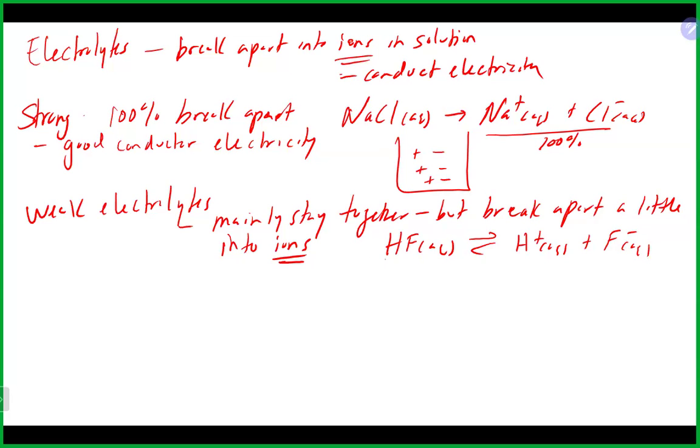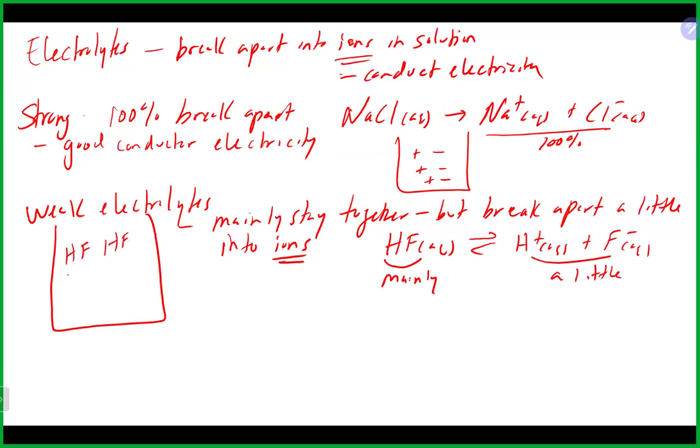And in this case, this is actually mainly what you have in solution, and you have a little of these guys. So if you were to look at a beaker of that, you would mainly see the HF unit still together, but you will see a little bit of some ions also floating around in the solution. And again, that presence of those little ions will allow it to conduct electricity. It is nowhere near what you would see in this case, where you got pretty much 100% ions floating around, and that's going to make it a much stronger conductor of electricity.